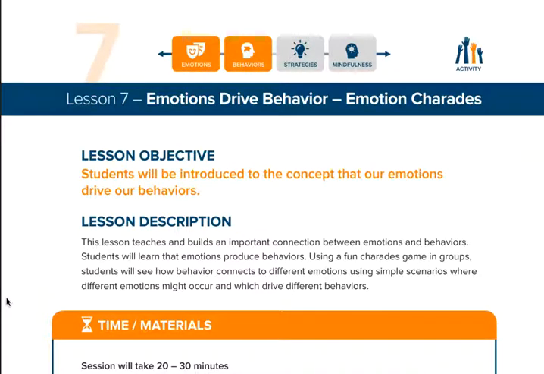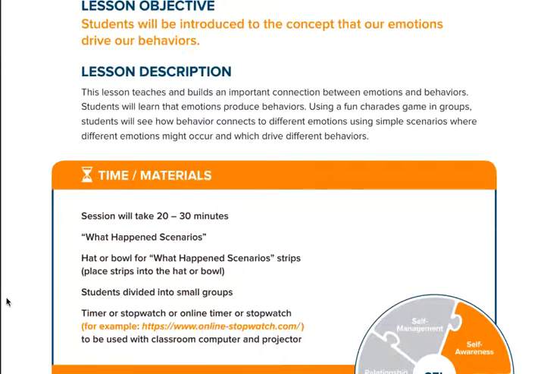so students can see how scenarios drive different emotions and thus the different behaviors that come from those emotions. For this lesson, you will need the what happened scenarios. You can find them in the materials section of the curriculum. You will also need a hat or a bowl or something because you'll want to cut up the scenarios into strips and put them into the bowl.